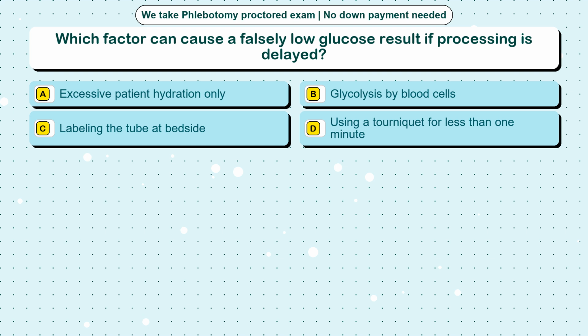Question 15. Which factor can cause a falsely low glucose result if processing is delayed? Option A. Excessive patient hydration only. Option B. Glycolysis by blood cells. Option C. Labeling the tube at bedside. Option D. Using a tourniquet for less than 1 minute.